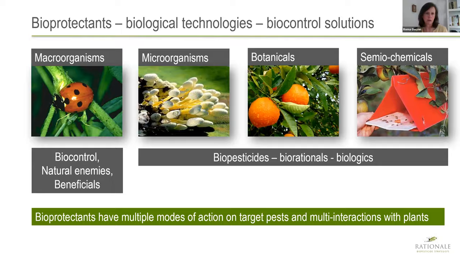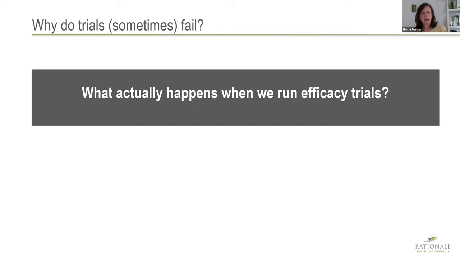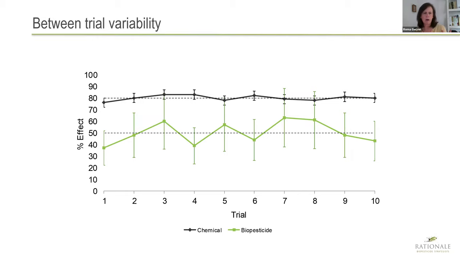And so what we had looked at last time was what actually happens when we run efficacy trials. If you look at this graph, where it's the results and the variability that you get in a trial series, we can see that we get quite a wide data scatter. And the question we've got is, how do we manage that? What do we do about that wide data scatter?